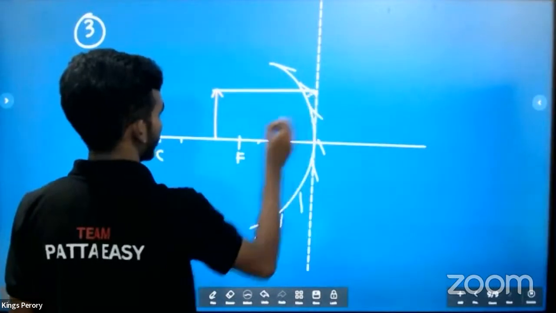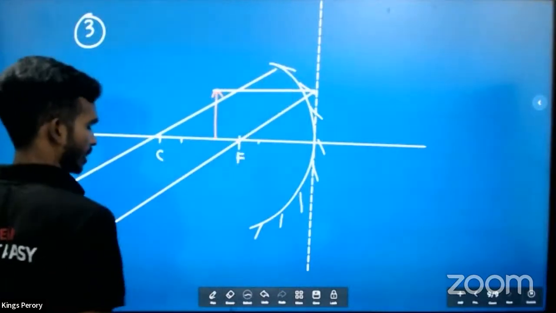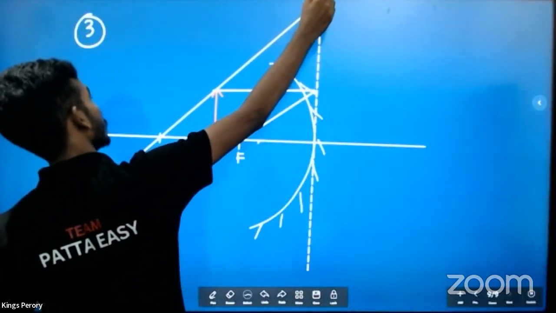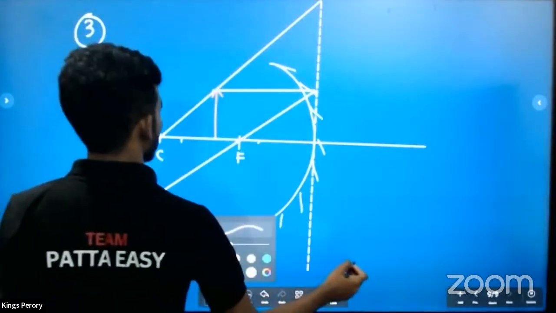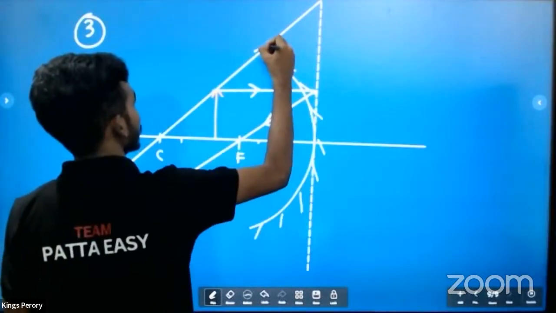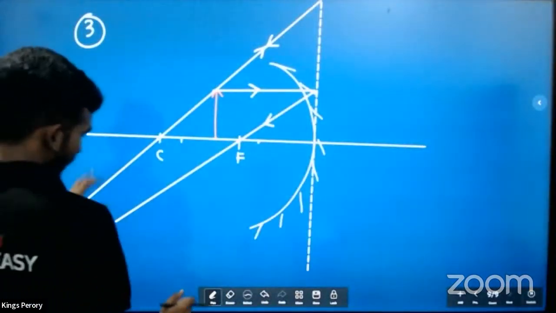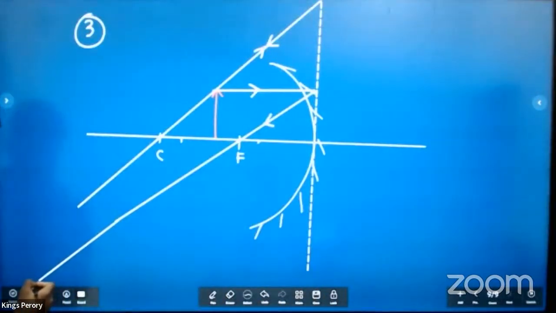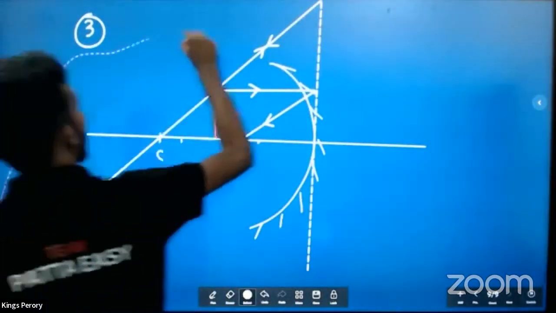Parallel, reflect and go through focal. The other light ray will go through the center of focus. If I draw a diagonal, however, it is not going to meet this side, but if I extend this side, it will meet. So I'll extend. You need to keep on extending until they meet.